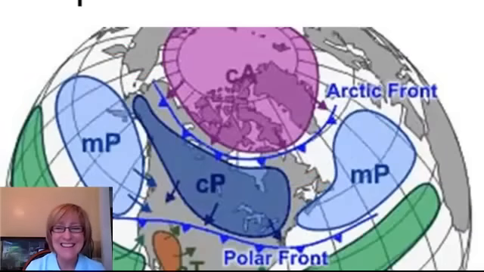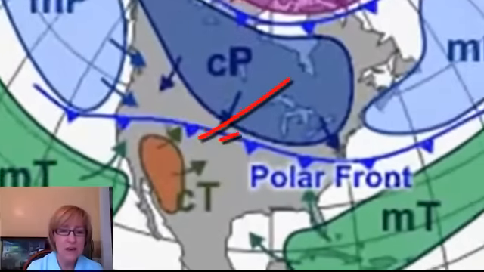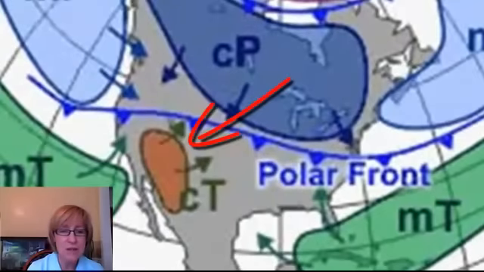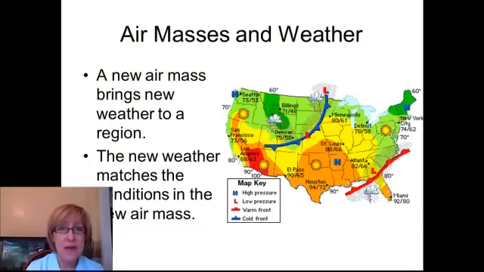Anyways, the continental Arctic is very cold and very dry, and the continental polar air masses are formed over northern Canada, and they're also cold and dry. And the last one we want to talk about is CT, the continental tropical, which is hot and dry. And you can see that out there in the west over the Rocky Mountains, Denver, New Mexico, those areas.